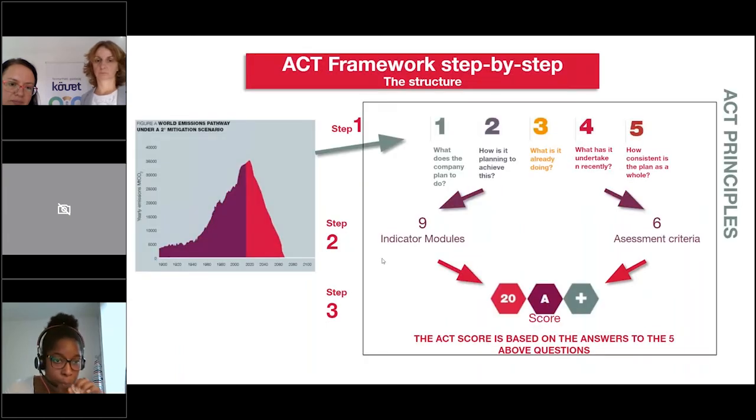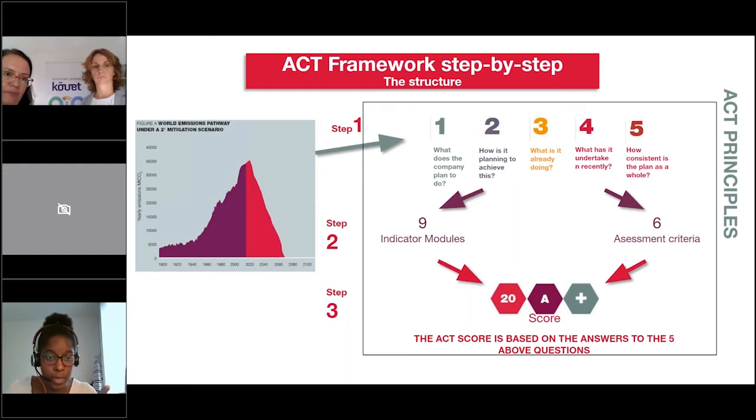So the starting point of the ACT framework is the observation that the low carbon transition is a process that requires a will to act, and that there are ways to inquire into that willingness to act by corporate citizens. The first step is to define the generic questions we want to see answered by corporates. The second step is to translate the answers to those questions into a comprehensive set of indicators or criteria to evaluate the information gathered.